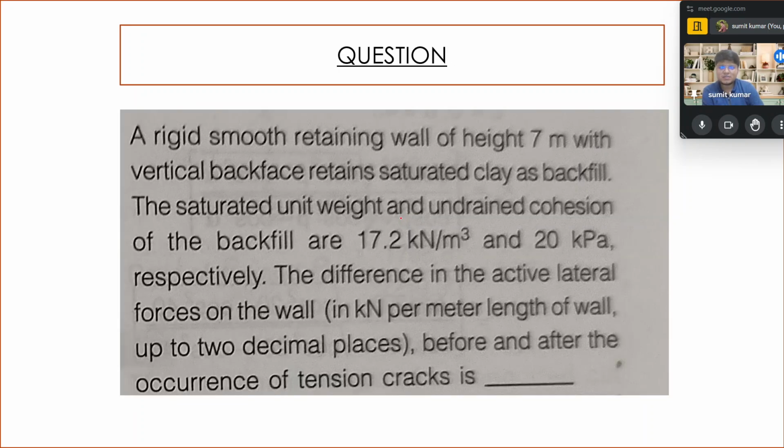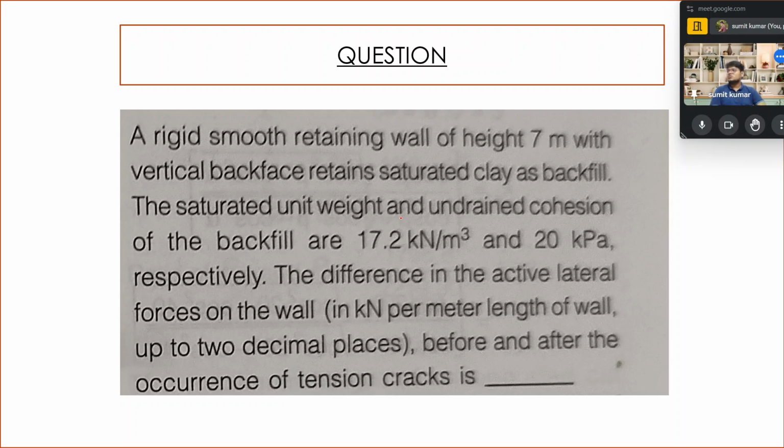Right? Now we are moving to the next problem. Over here, a question is there that a rigid smooth retaining wall of height 7 meter with a vertical backfill retains a saturated clay as a backfill. The saturated unit weight and the undrained cohesion are 17.2 and 20 kilonewton per meter square. Find the difference in the active lateral earth force on the wall, in kilonewton per meter length up to two decimal places, before and after the occurrence of tension crack.